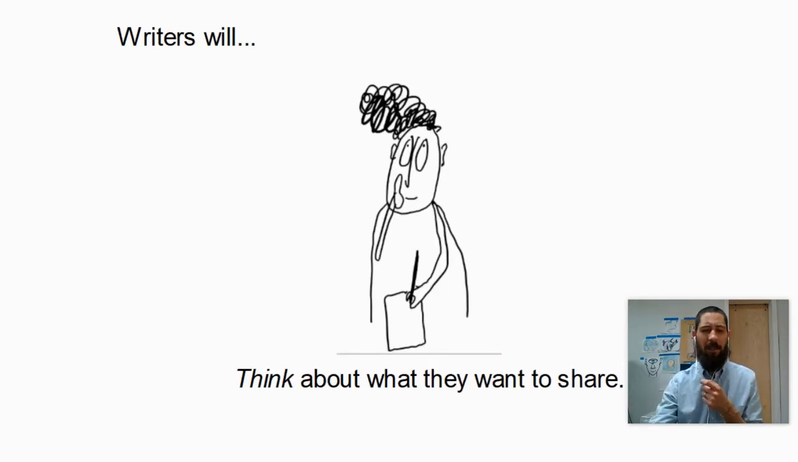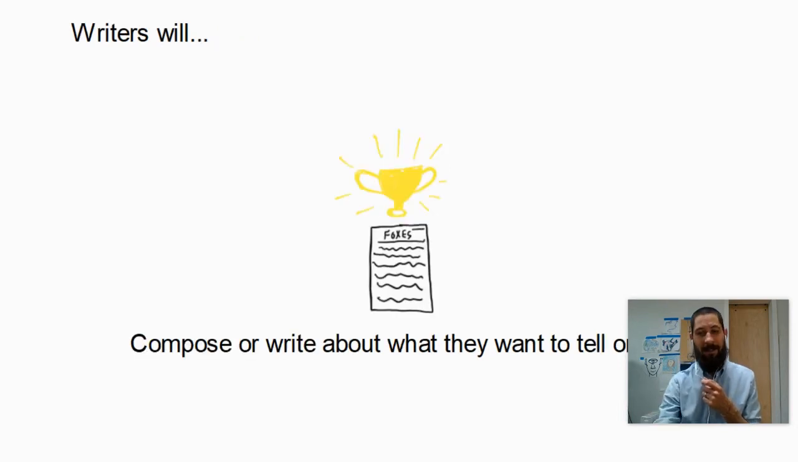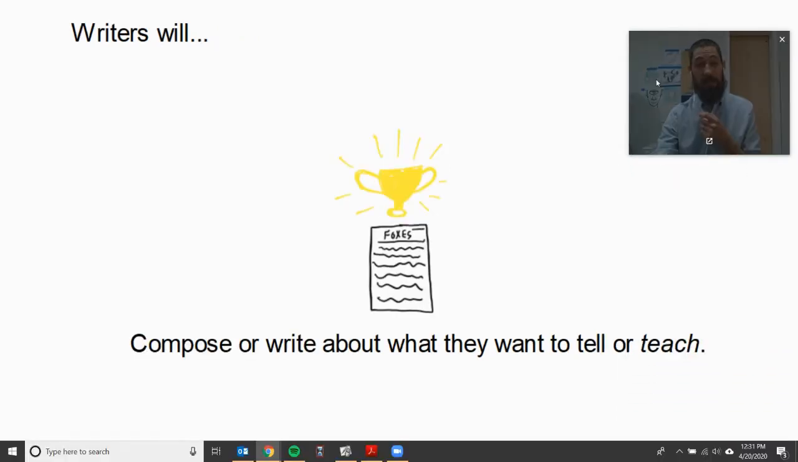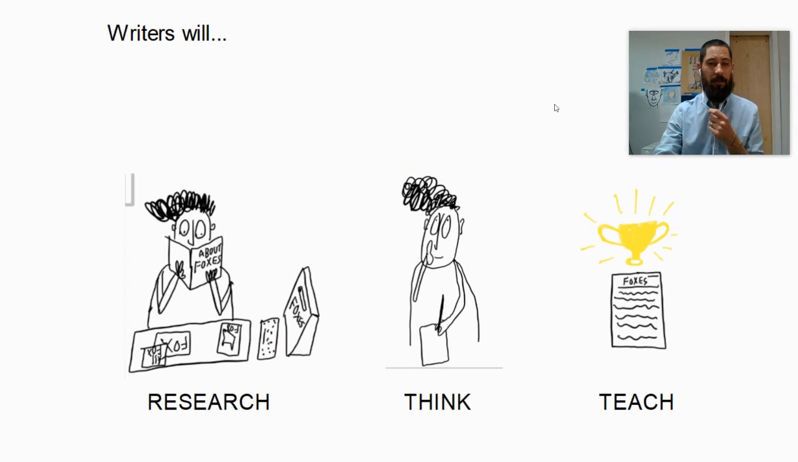The next step is think about what you want to share. So when you learn and study, then you go, okay, now I have all this information. How am I going to share this information, or what's important that I'd like to share, right? And finally, the last thing that we do is actually write or compose. Compose or write about what they or we want to tell or teach. So first step is research the subject. Second step is think about the subject or strategize, right? And then finally, we write or we teach, okay? Those are the steps that we're going to be working on.